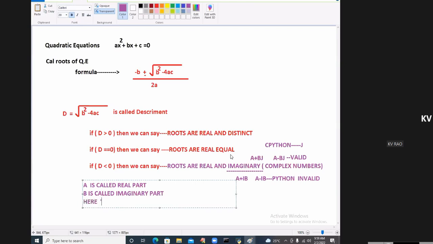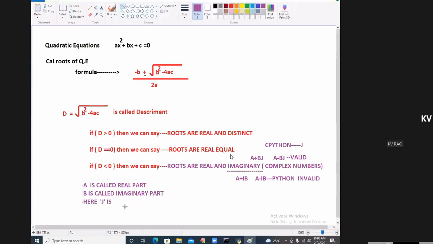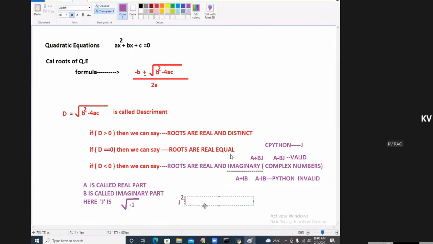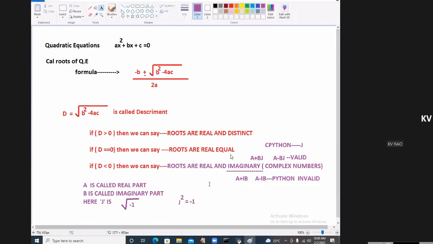And here, especially, I would like to say J is what? Square root of minus 1. I will write the symbol. J is equal to square root of minus 1. What is J square equal to? You already know. Squaring on both the sides, which is equal to, come on, minus 1. Am I correct, students?